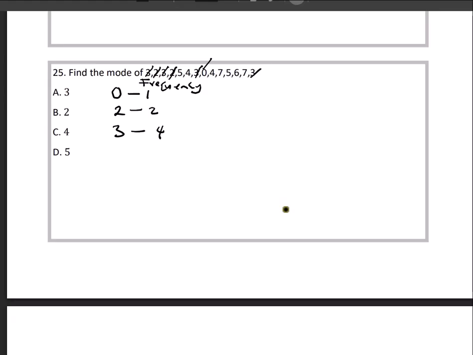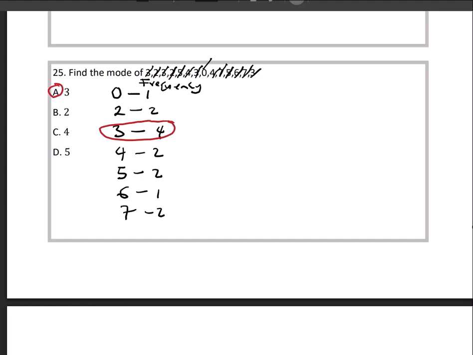The next one is 4. 4 occurred twice, so 4 is 2. And then the next one is 5. 5 is also 2. 6 is 1. And then 7 is 2 as well. If you look at this, you'll notice that the highest occurring value here is 3. 3 occurred 4 times, so the answer is A.